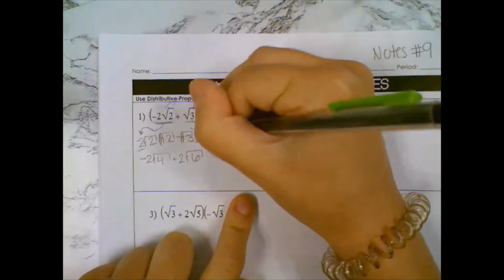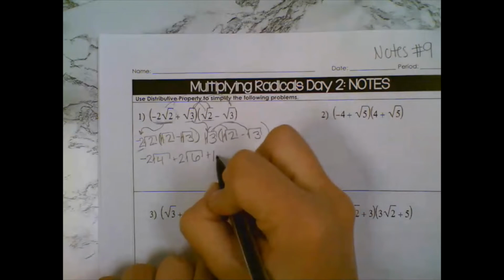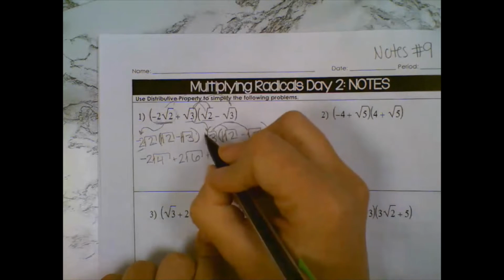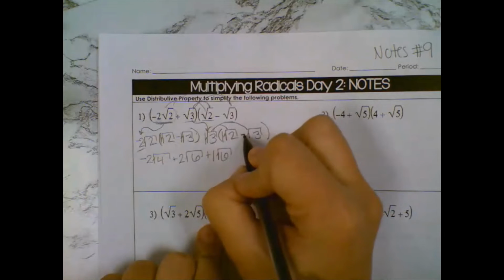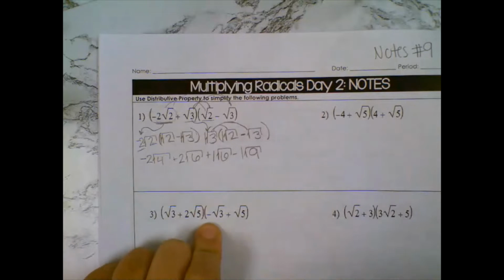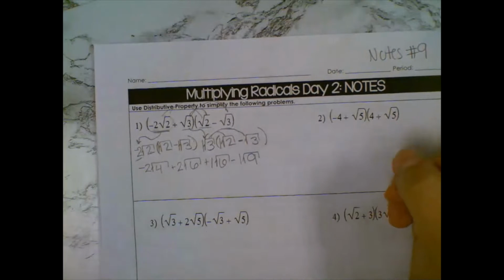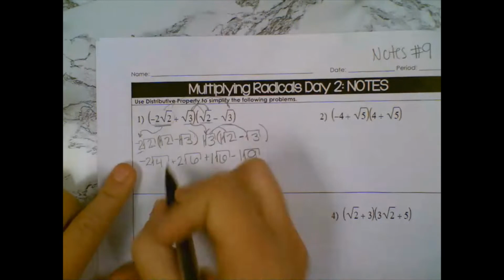I distribute here, outside with outside stays a +1, inside with inside, root 6. Outside with outside, remember that's -1 here, so -1 root 9. What I do now is look to simplify and combine like terms. I'm going to go through and look at what I have.